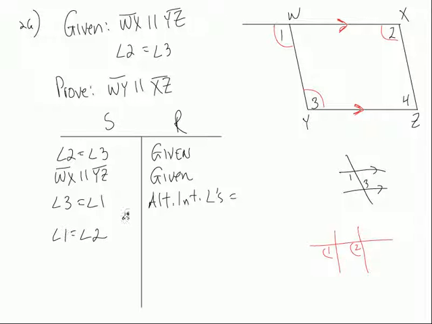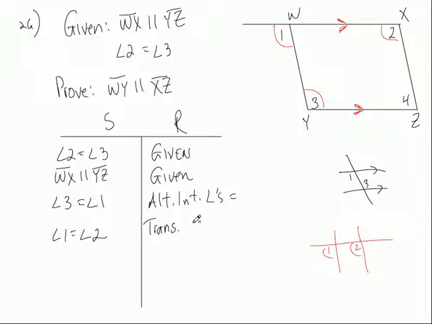All right, now 2 equals 3, 3 equals 1, 1 equals 2. Why does 1 equal 2? It's not corresponding. What is it? Transitive, right, because look what we did. We went 2 equals 3, 3 equals 1, so 2 equals 1. If A equals B and B equals C, then A equals C. That's basically what we said right there, isn't it? All right? And that's transitive property. We use that quite a bit, so look for that.